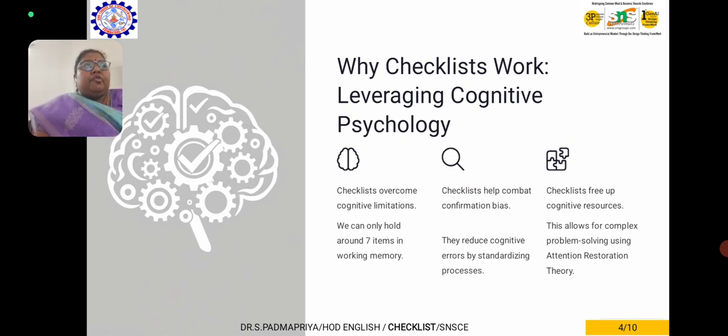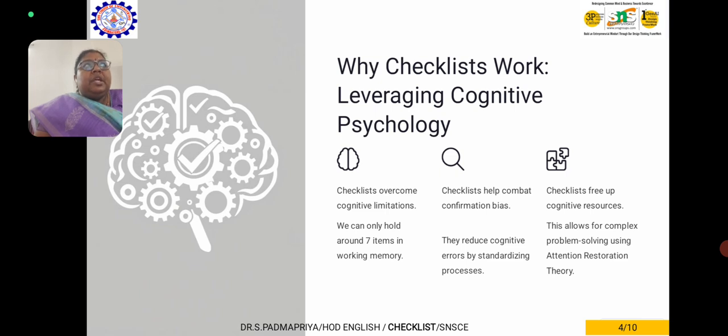So when we are performing any tasks, to avoid forgetting things, or to avoid some kind of chaos while we are doing things in a better way, this checklist comes into existence. It helps to combat confirmation bias and reduce errors by standardizing the process. So it will be a basic process or procedure that will help to remember things.